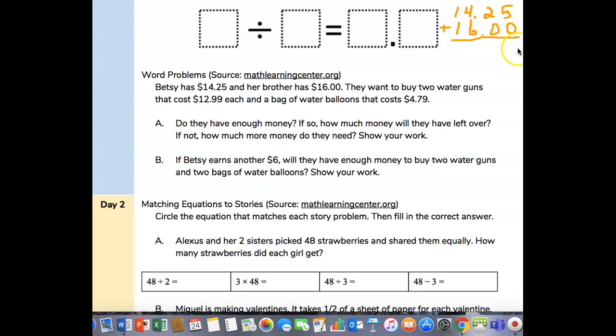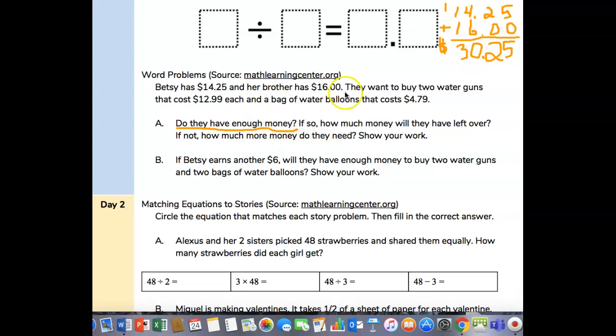5 plus 0 is 5. 2 plus 0 is 2. When we add decimals, we line them up and bring it down. 6 plus 4 is 10. Put down our 0, carry our 1, 1, 2, 3. So altogether they have $30.25. Okay? That's what we found out. We have to add those two together in order to see how much they have.